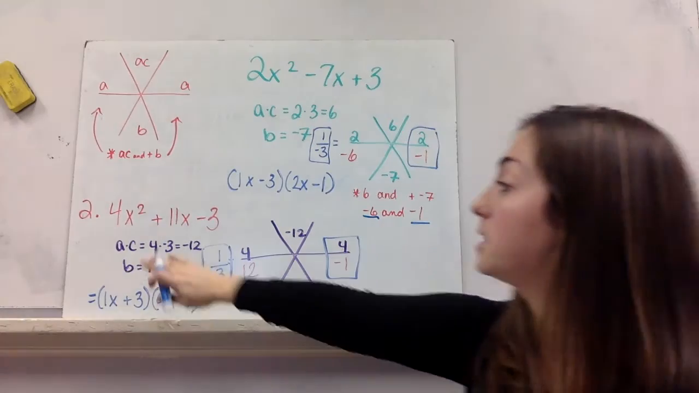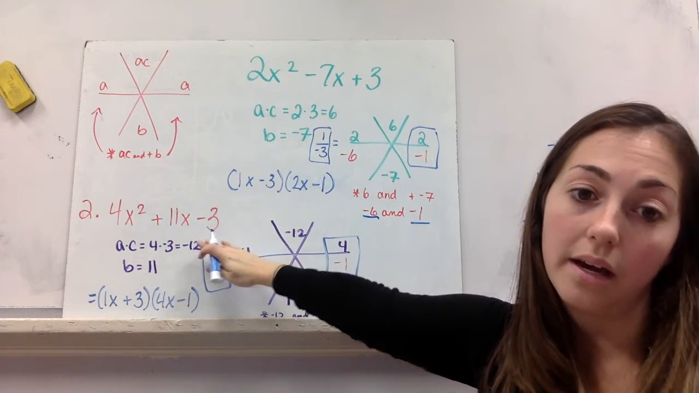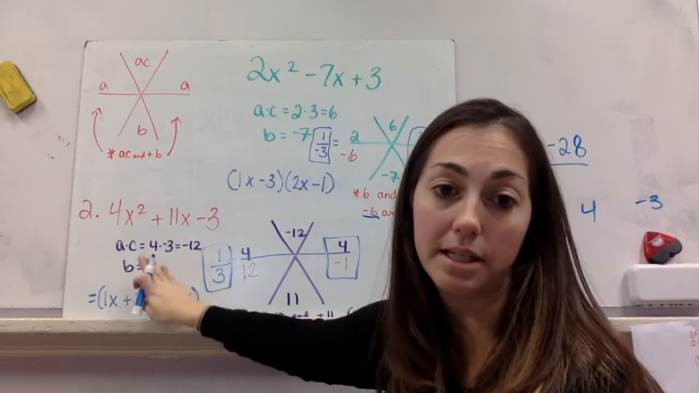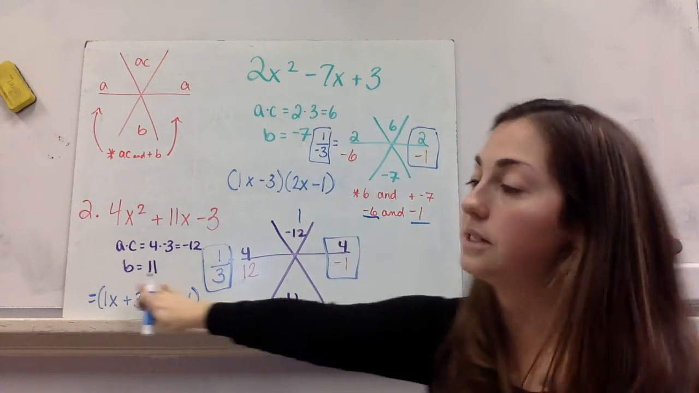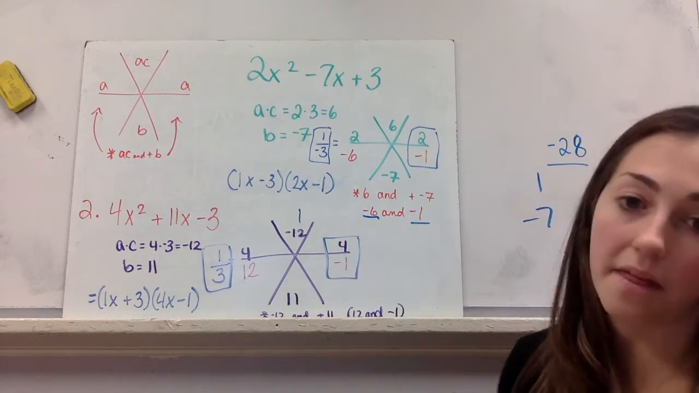All right? Pause the video and try number 2, 4x squared plus 11x minus 3. And then hit play when you're done. So again, I do my a times my c. 4 times negative 3 is negative 12. That goes here. And then I do my b value, 11. That goes down here. My a value is 4. I put that there and there.